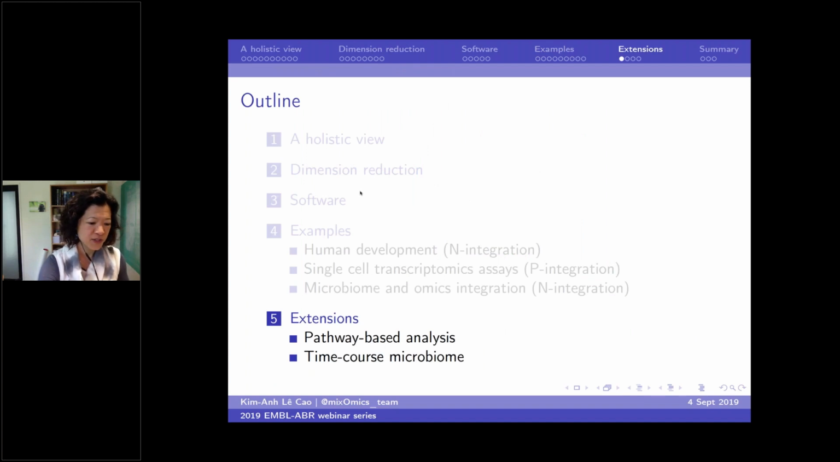So I'm going to discuss now just a few different extensions we've done with those methods. And one is that you can actually perform a pathway-based analysis. So what I showed you before were data-driven approaches. You know, we don't really know about the pathways of those molecules. We looked at it afterwards. After we finished the analysis, then we look at the pathway and we see whether it makes sense. But you can actually have a hybrid method where you include the pathway information in the analysis itself.